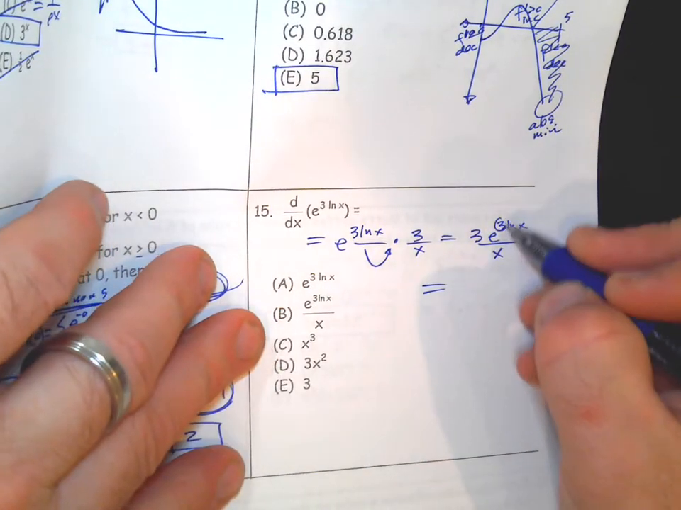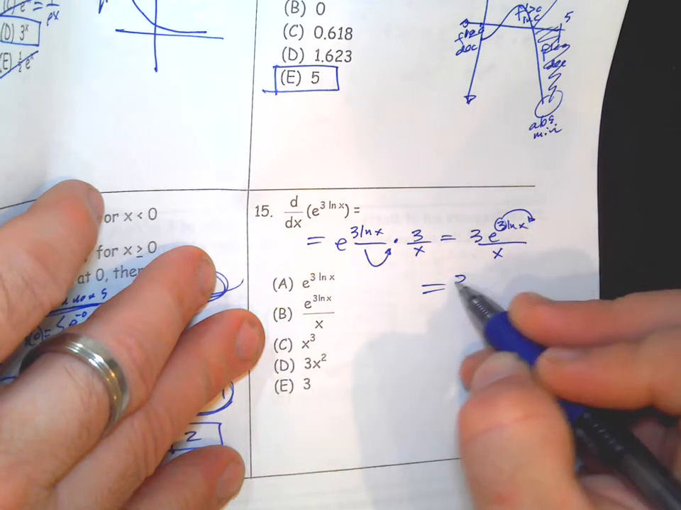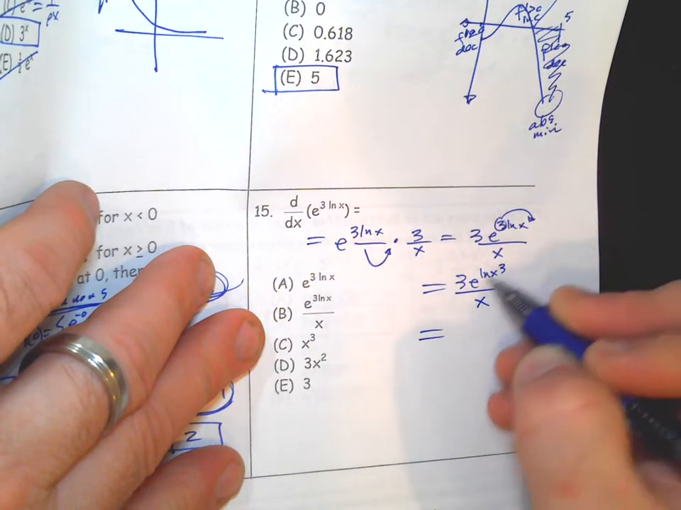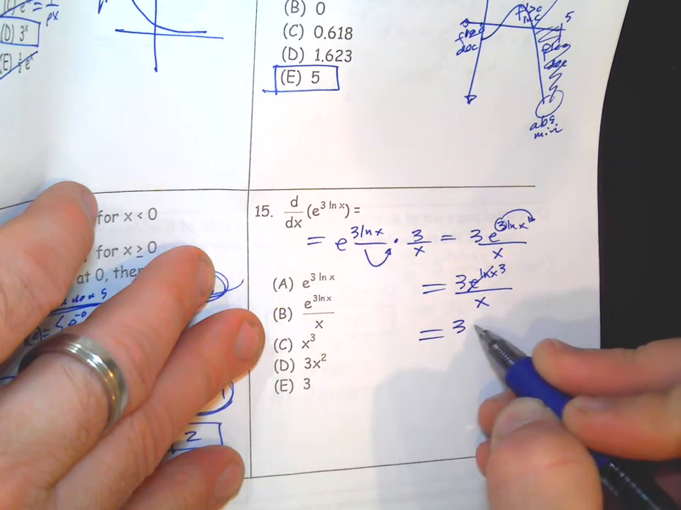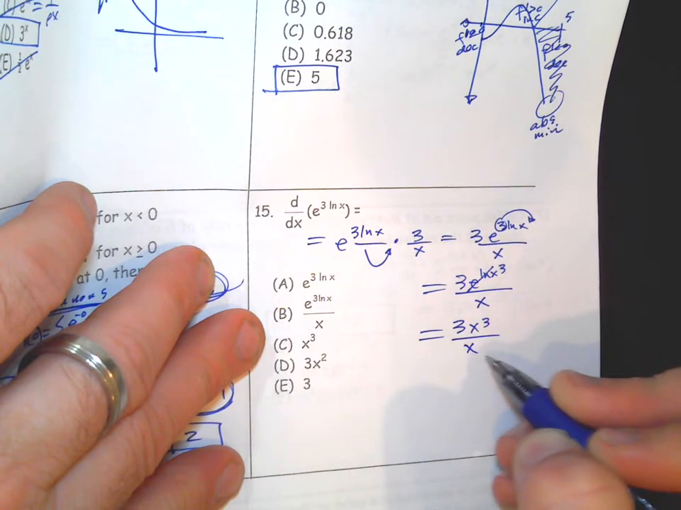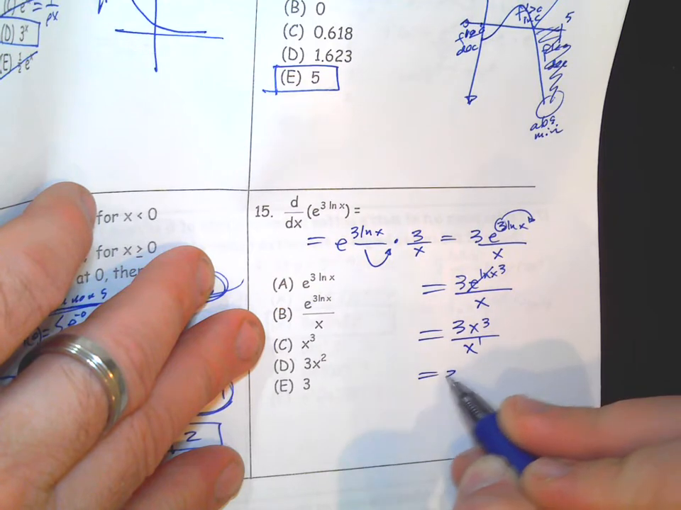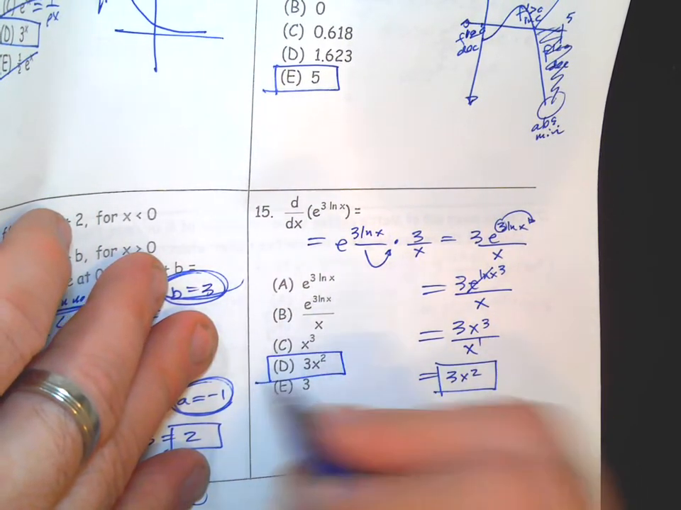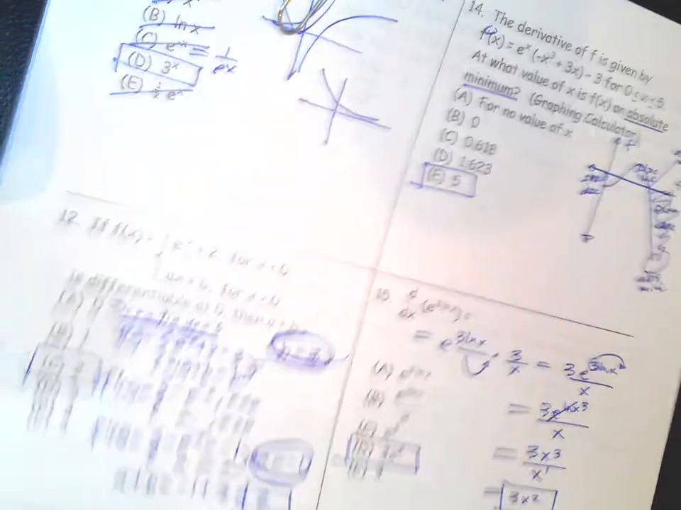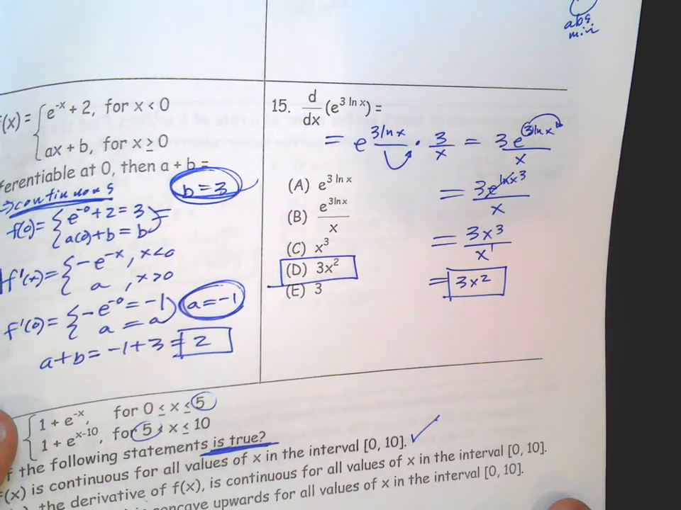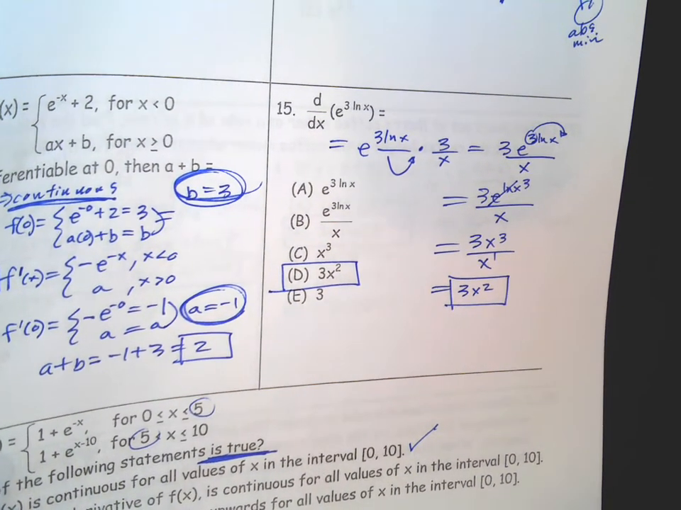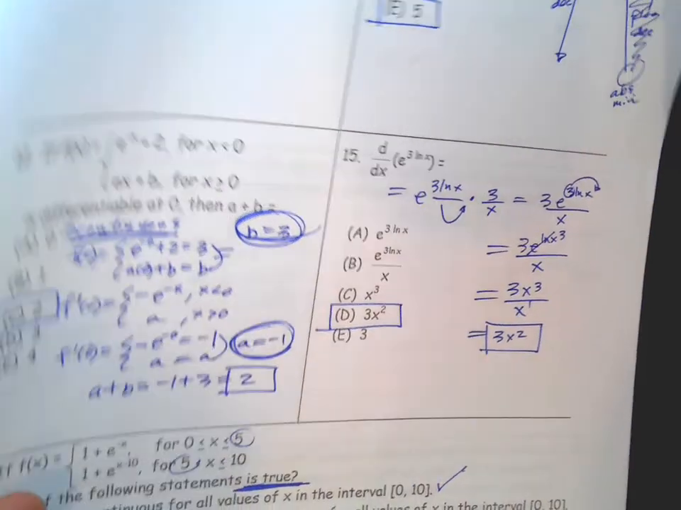Now what I could do is bring this 3 inside, right? And then I know that e and natural log cancel each other out. So this is actually 3x cubed over x. I can use rules of exponents to say this is 3x squared. So actually my answer ends up becoming 3x squared if I know my log rules and I change it. So sometimes on multiple choice you just gotta be able to change things up.